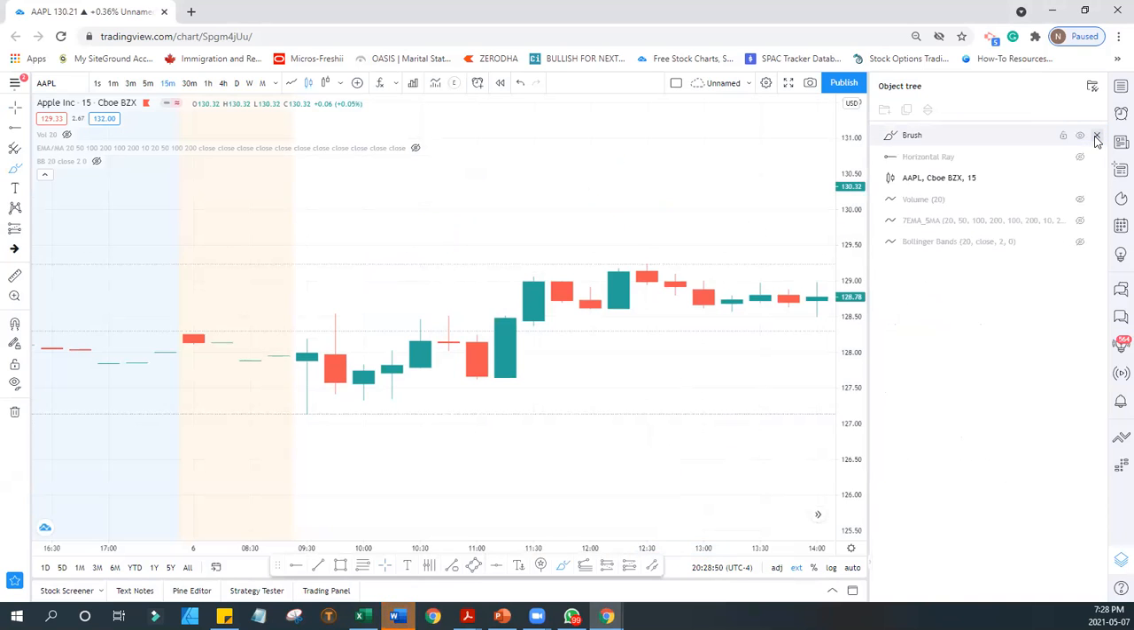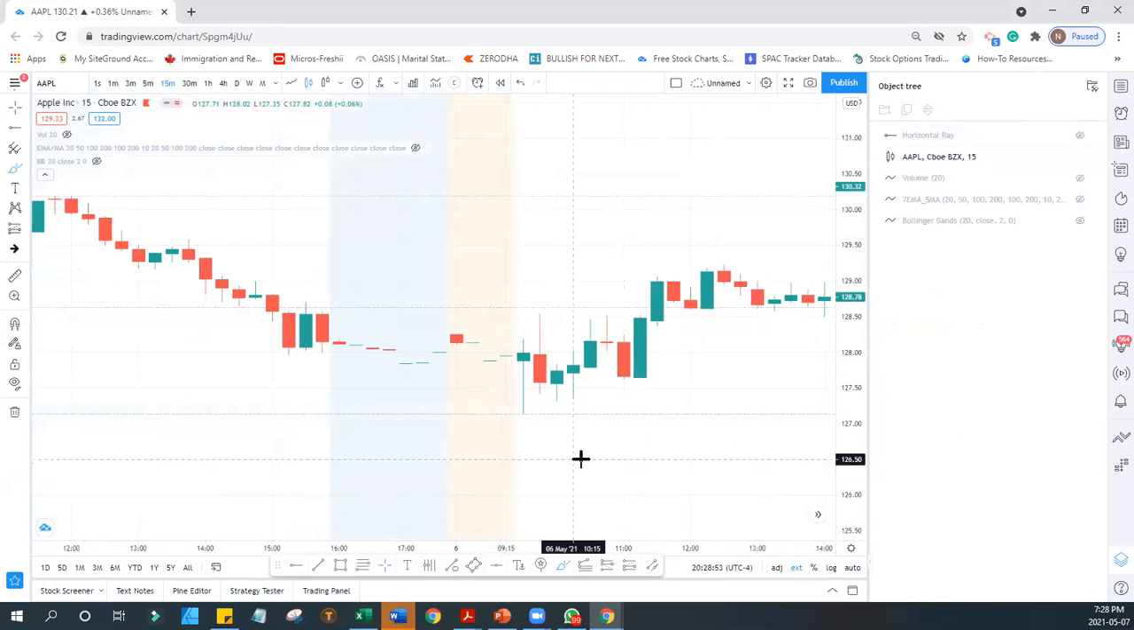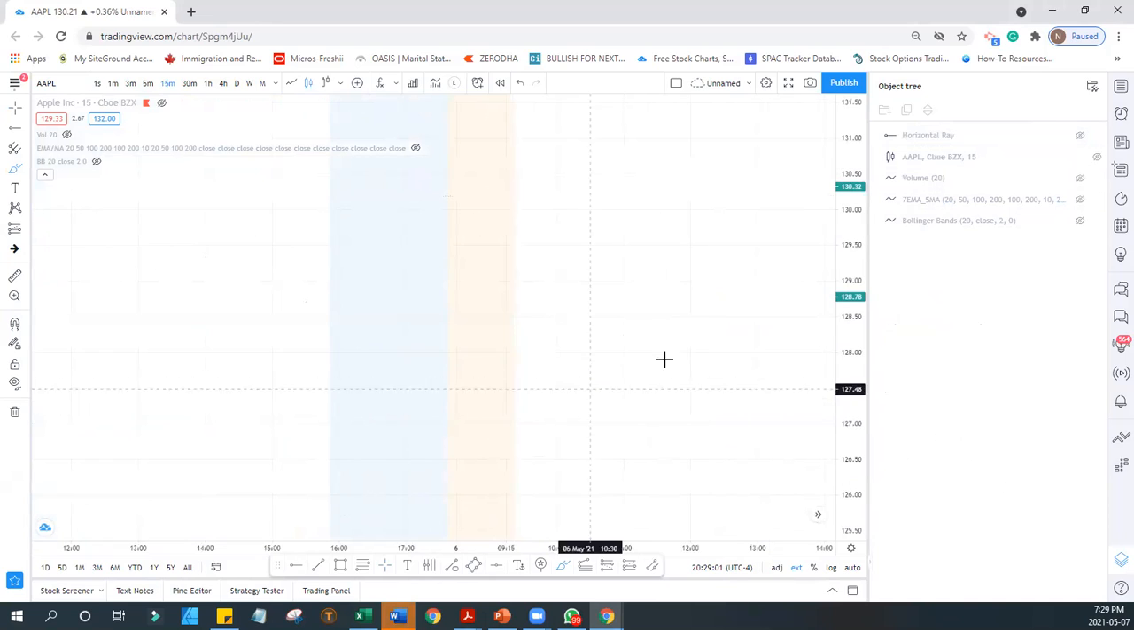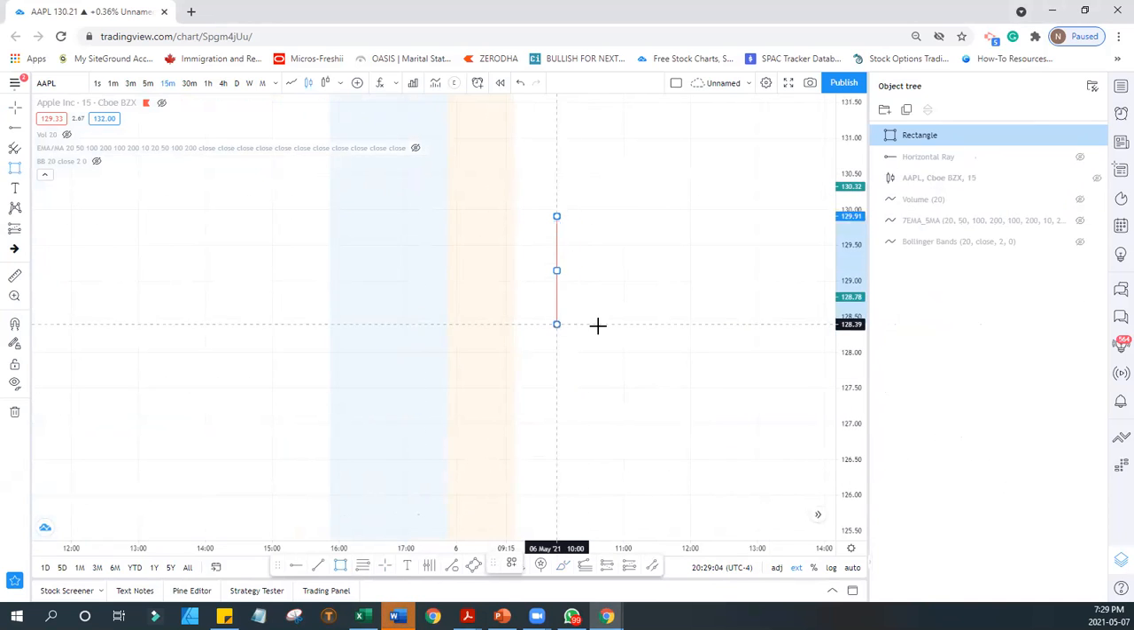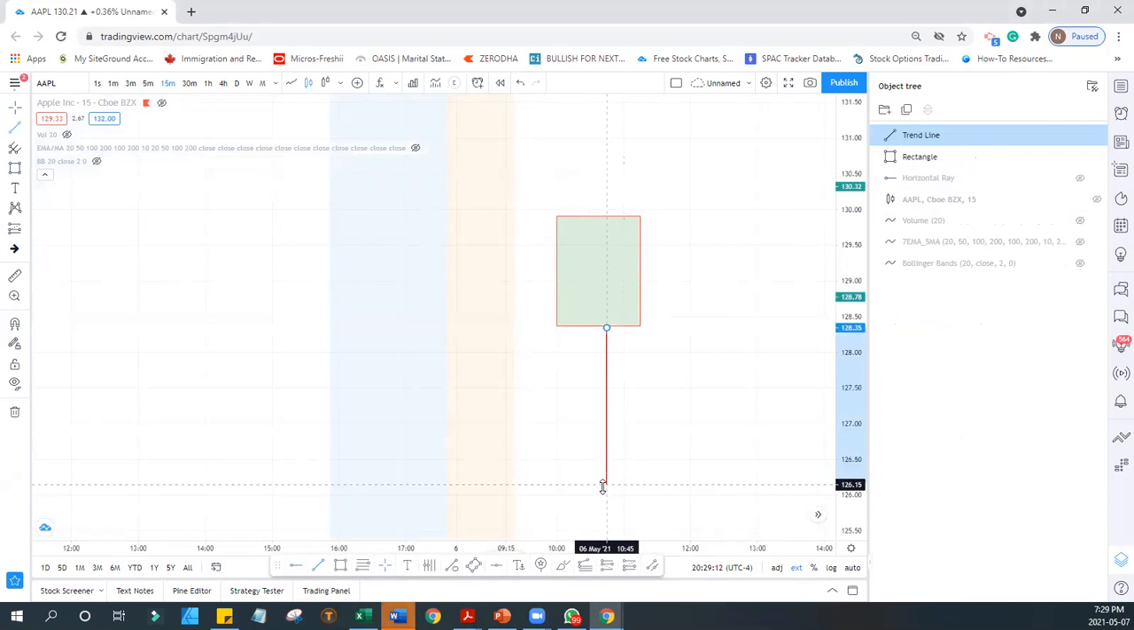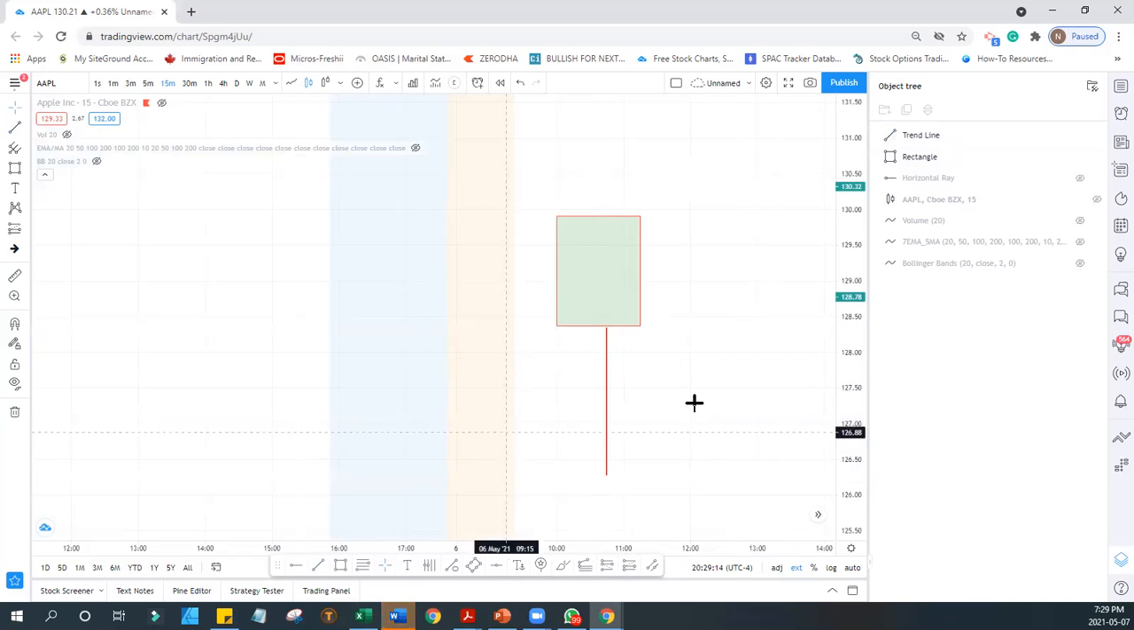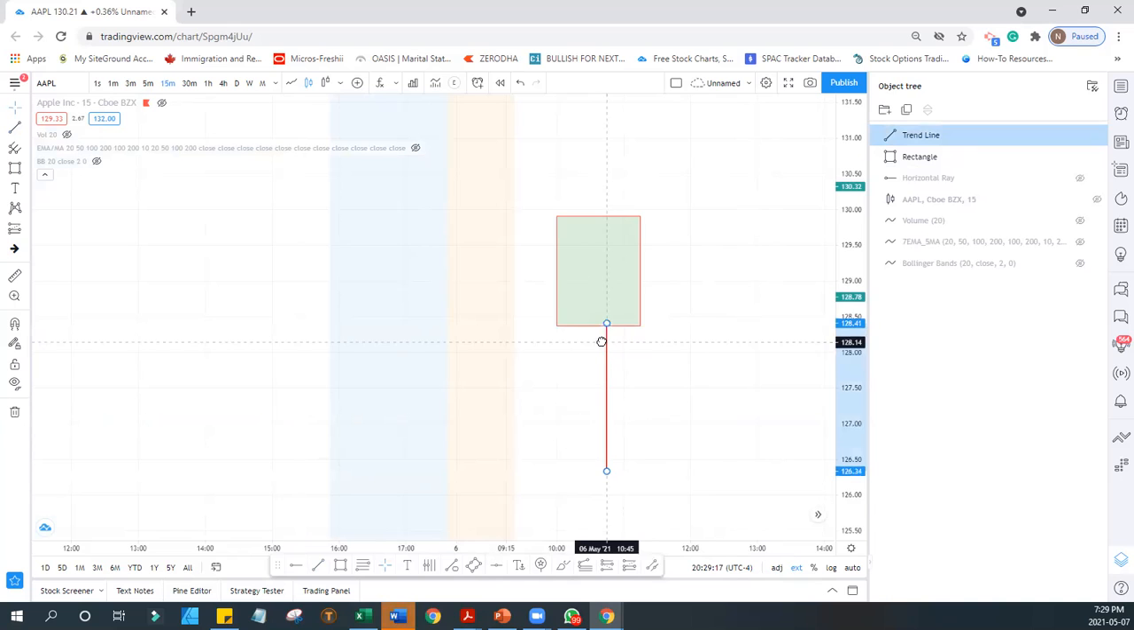Okay. Now let's look for the first hammer. Before I go to the hammer, how does the hammer work? So this is the green candle, and this is the wick. Can anybody explain how the price reacted here? Anybody want to take a chance and explain?